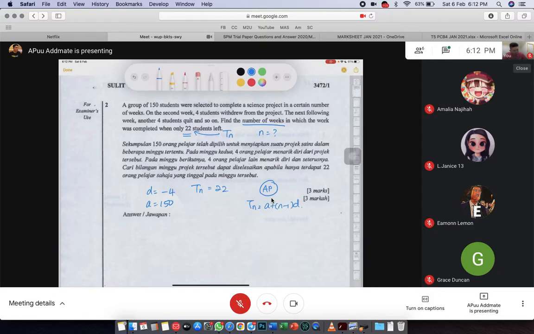So TN gantikan jadi 22 equals to your A is 150 and then plus N minus 1, I need to find N, and then darab dengan D. D kamu adalah negative 4. Like that. Alright. So I think just pindah-pindah lah, tak susah soalan ni. Okay, so this question later on you should get N is equals to 33. Alright, cuba pindah and then cuba dapatkan nilai N kamu.